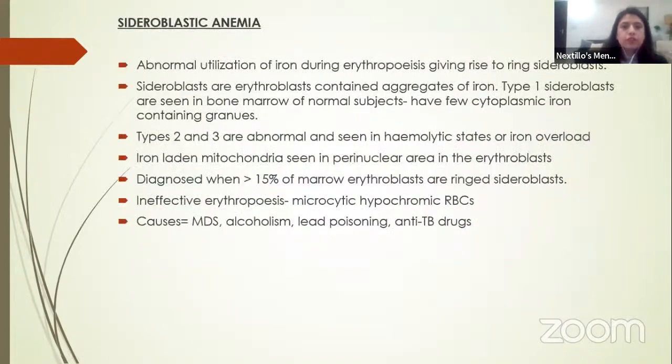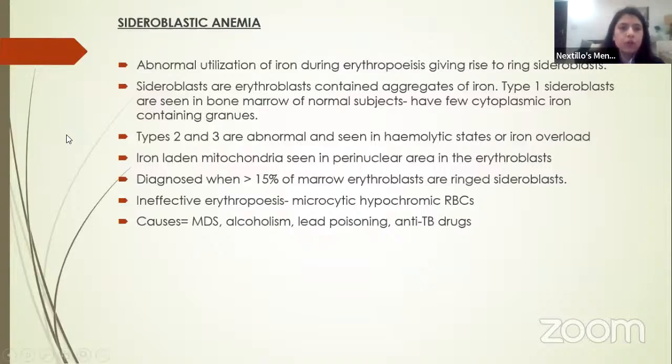Okay, so we come to sideroblastic anemia. Now, what is sideroblastic? There is abnormal utilization of iron during erythropoiesis. Now, the iron there is normal, but it is not being utilized properly. So there are aggregates of iron seen in these premature RBCs or the erythroblasts. Okay, so type 1 sideroblasts are normal. That is, they are seen in normal subjects as well. They have a few cytoplasmic iron containing granules, whereas type 2 and 3 sideroblasts are abnormal.